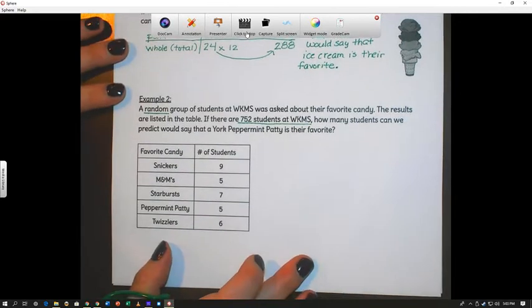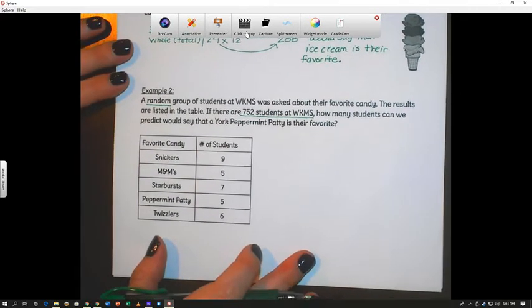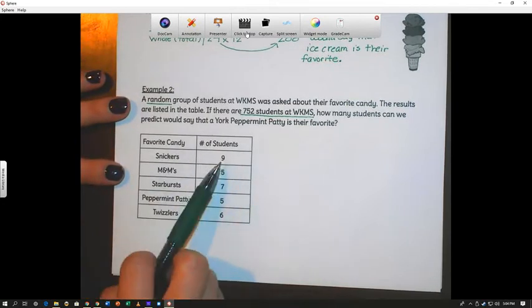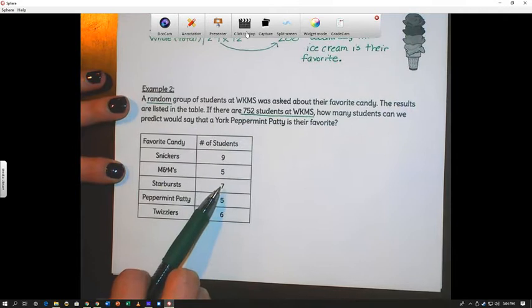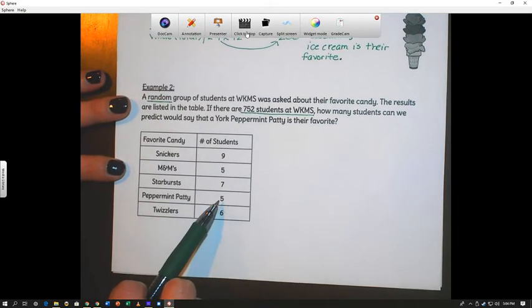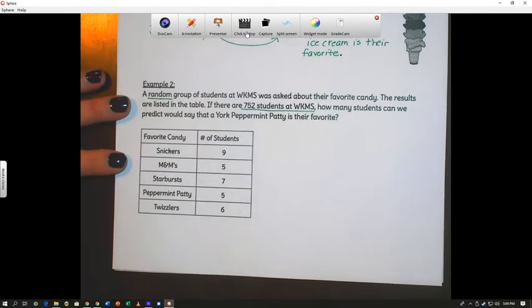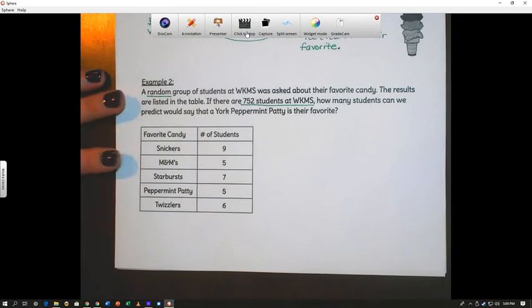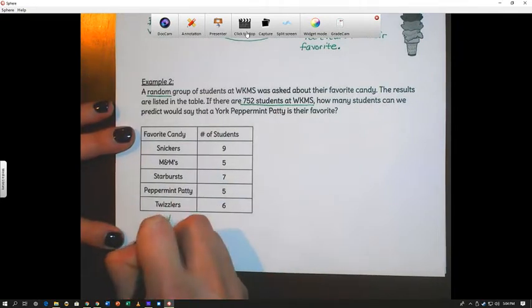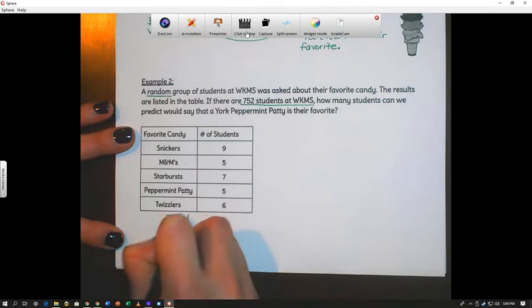So I have some data down here. 9 students prefer Snickers, 5 M&Ms, 7 prefer Starburst, 5 a peppermint patty, and 6 students prefer Twizzlers. So the first thing I'm going to do is determine, well, how many students were surveyed. So I'm going to find the total number of students. How am I going to do that?